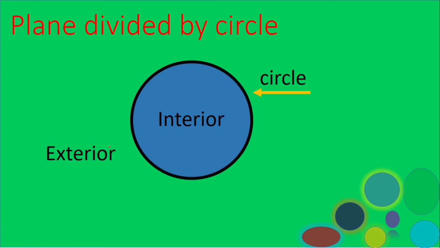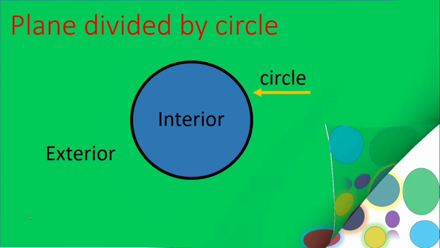part and exterior part. To understand it, suppose the green color background is the plane and I have drawn a circle on this plane. So the area or the part of the plane lying outside the circle is said to be the exterior part, and the area which is inside the circle is known to be the interior part of the plane, and third one is the circle itself. So the region including the circle and interior part is known to be the circular region.